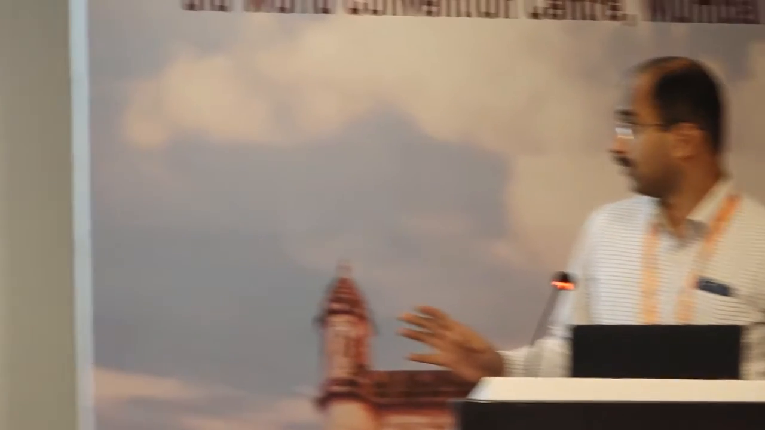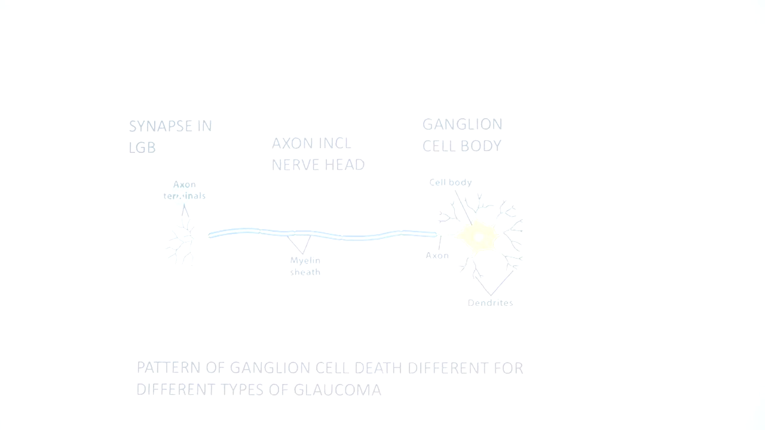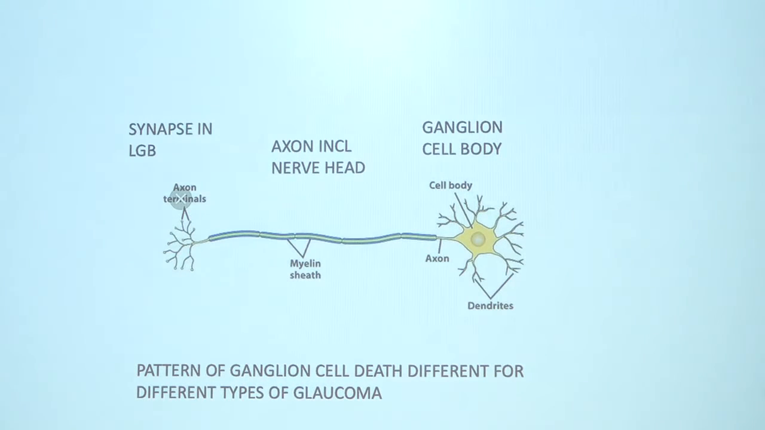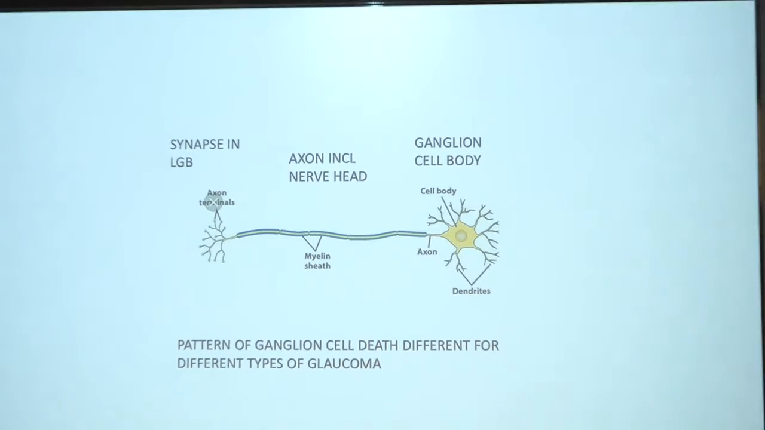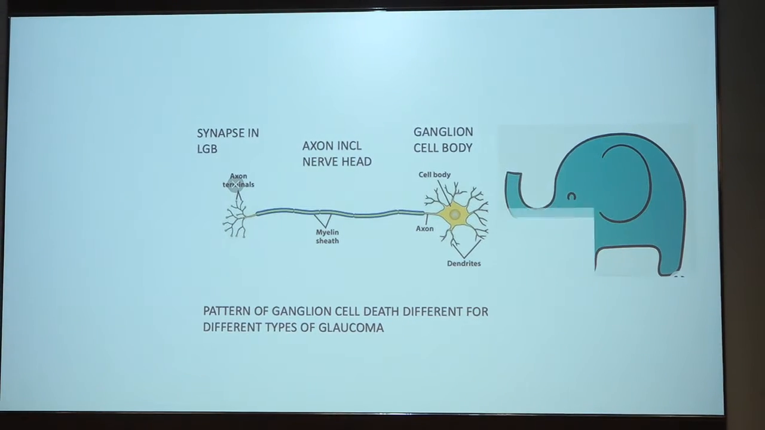So, in short, it is basically everything in a nutshell. We will be going only to the practical points strictly, no theory slides. You always remember the pattern of ganglion cell death is different for different types of glaucoma, different for open angle, different for acute angle closure. The neuron is the entire thing that you should be seeing, not the head or the tail. So, don't see an elephant like this, see an elephant like this, not like this.